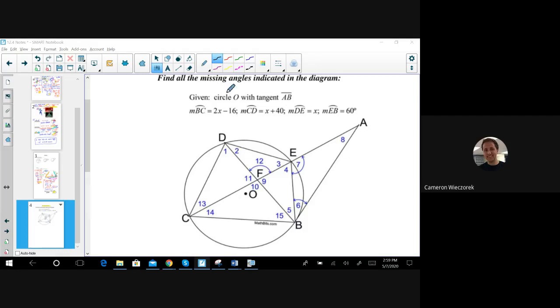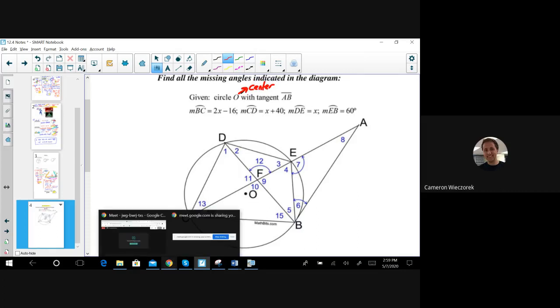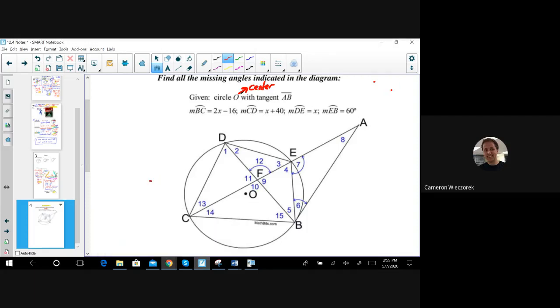They give you circle O. What does that tell you? Right away, that means that O is the center of the circle. That's what I know from that. They're telling me AB is a tangent segment. That's helpful. So this segment here from A to B is a tangent. Now, all the arc measures are expressed for the most part in terms of a variable, which we're going to have to solve for. Let's color code our arcs. BC in yellow is 2x minus 16. CD, let's do that in blue, is x plus 40.